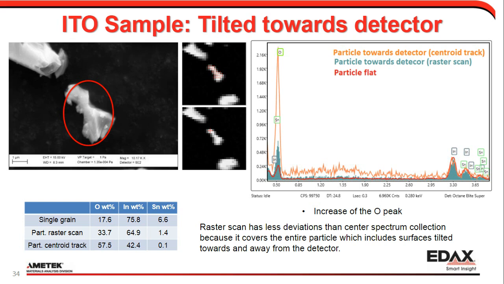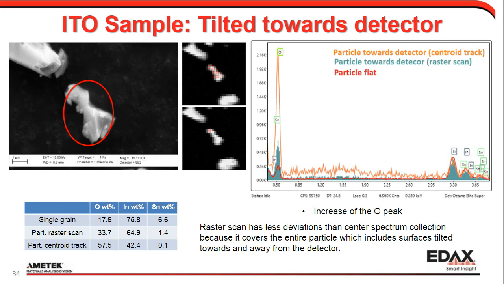In the spectrum, we see the particle flat, the red outline, has the lowest oxygen peak and also the lowest background. And the particle towards the detector acquired by centroid track, the orange outline, has the highest oxygen peak and highest background in the low energy range. For the particle raster scan, the signal color, the peak height and the background height are in between the other two.